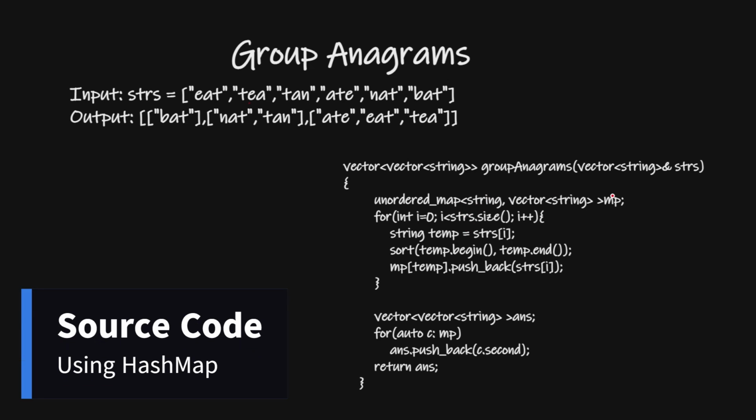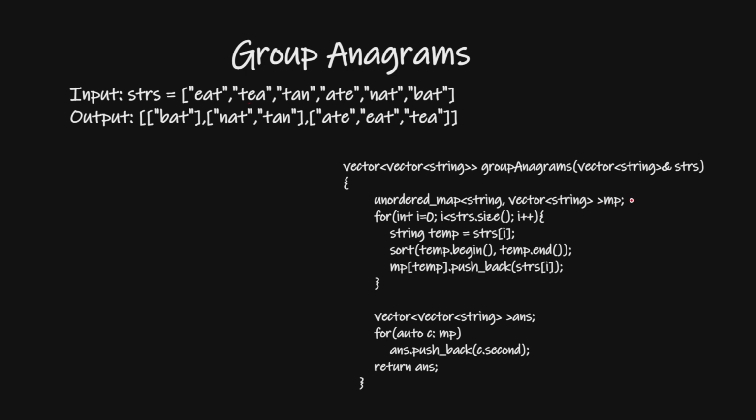Here, first of all we are creating a map, and this map will have a key which is a string and its value will be a vector of strings. First I iterate over the strings vector, take my current string and sort it. Once I sort it, this sorted string will become my key, and under that sorted key I will push my original string.